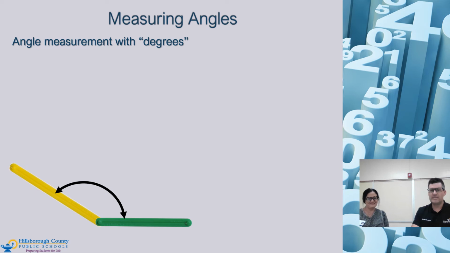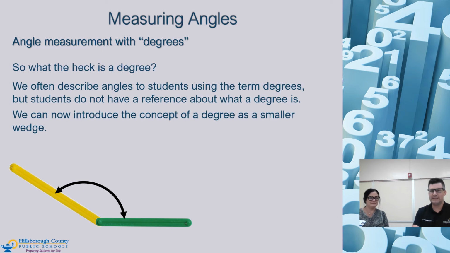So when we normally talk about angle measurement, we talk about the standard unit of measure, which is degrees. So what really is a degree? You're probably catching on to now. A degree is just a 1/360th wedge. It's just a really small wedge.